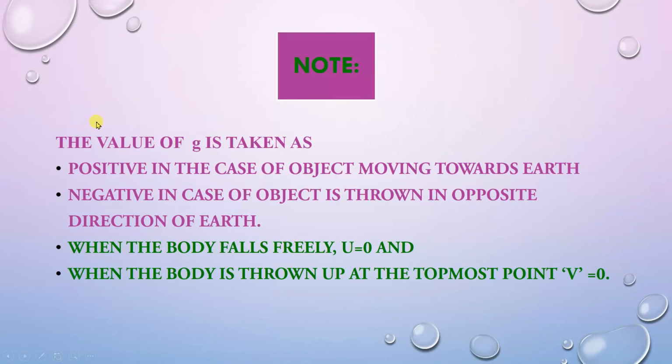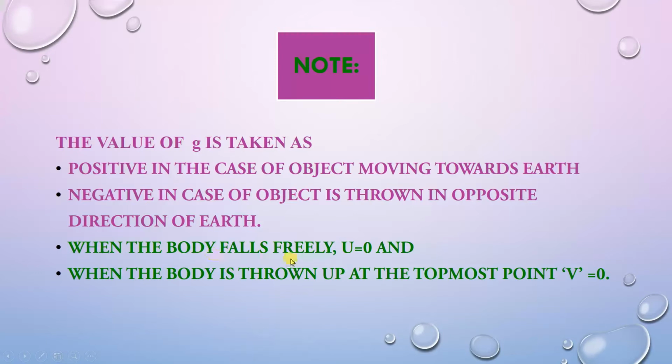And one important thing that we need to note is that the value of acceleration due to gravity, that is small g, is taken as positive when the object is moving towards the earth. It can be of two types: the object is either moving away from earth or moving towards the earth. So when it is moving towards the earth, we will take g as positive. And when the object is thrown in the opposite direction, that is moving away from the earth, then we will take g as negative.